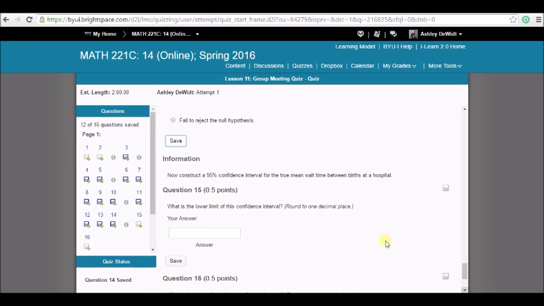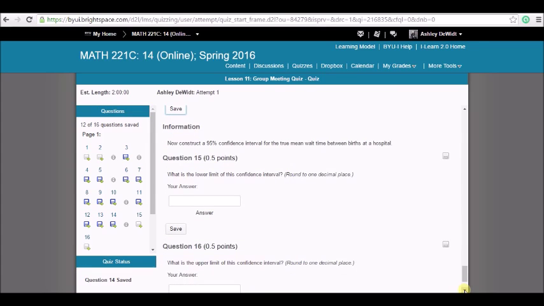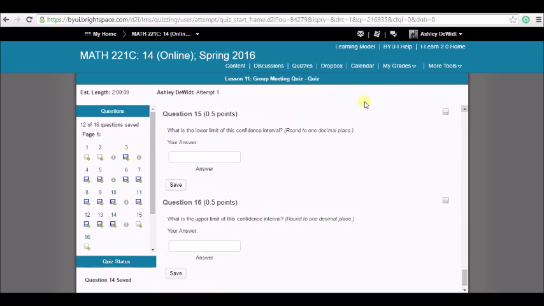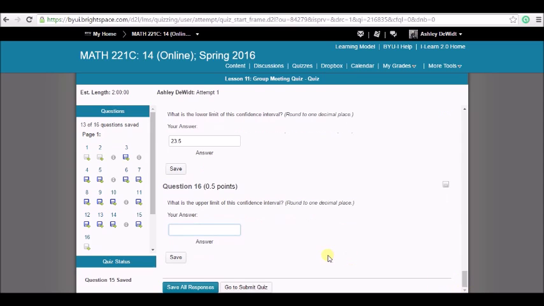Now construct a 95% confidence interval for the true mean wait time between births at the hospital. What is your lower limit of this confidence interval? Let's see. It should be 23.499. 499? Yep. Oh, so that'll just be 5 because it's just one decimal point, so 23.5. The upper would be 56.6.